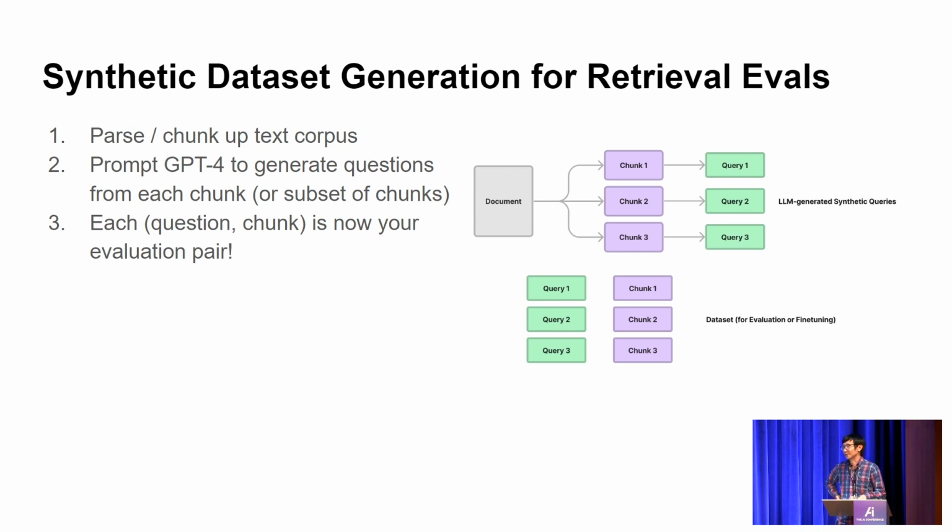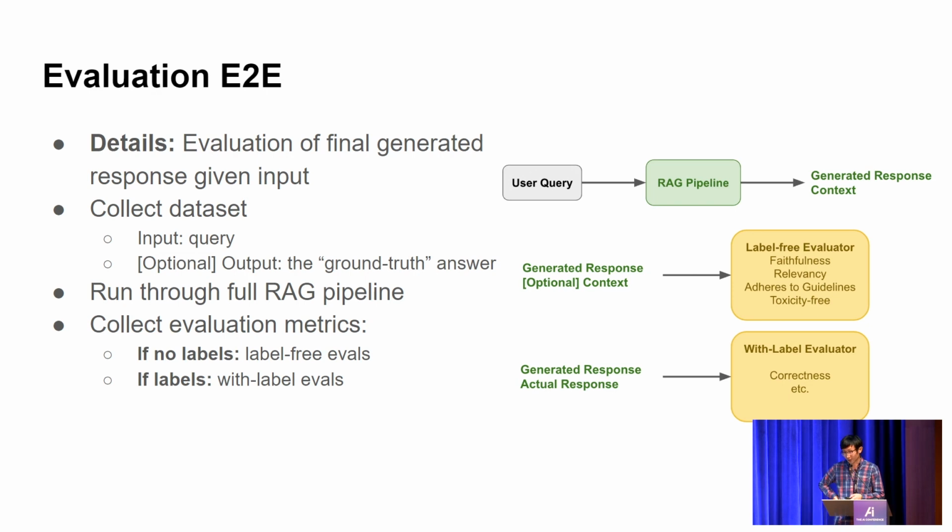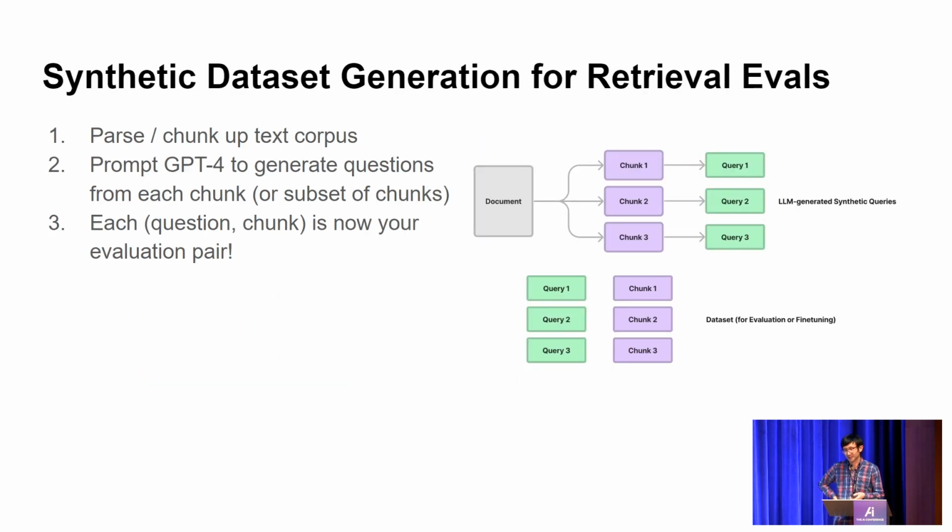But assuming it works well, this is an exercise left to the reader, then you can basically get a bunch of question-chunk pairs. That's your evaluation pairs. And now you basically have a data set. You have questions, you have the ground truth context each is mapped to, and then you can just run evals against your retrievers to compare against these contexts.